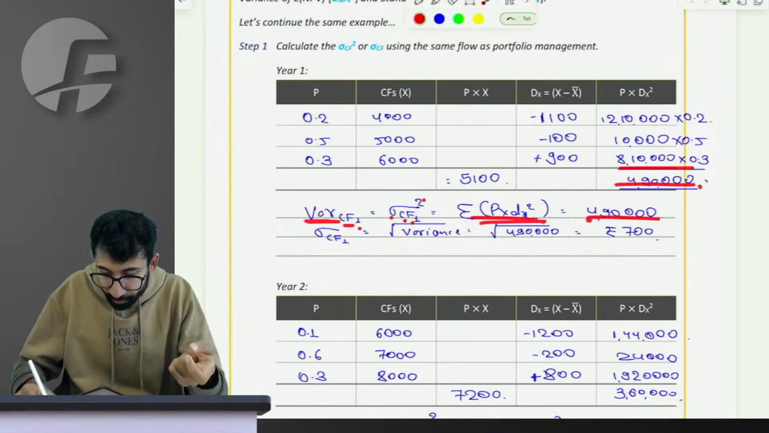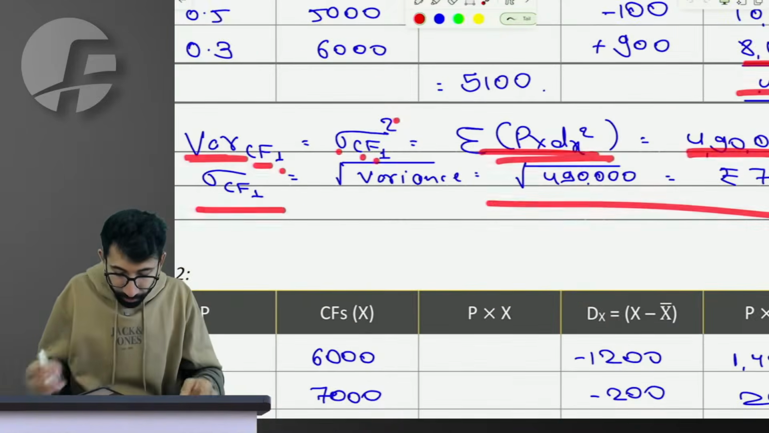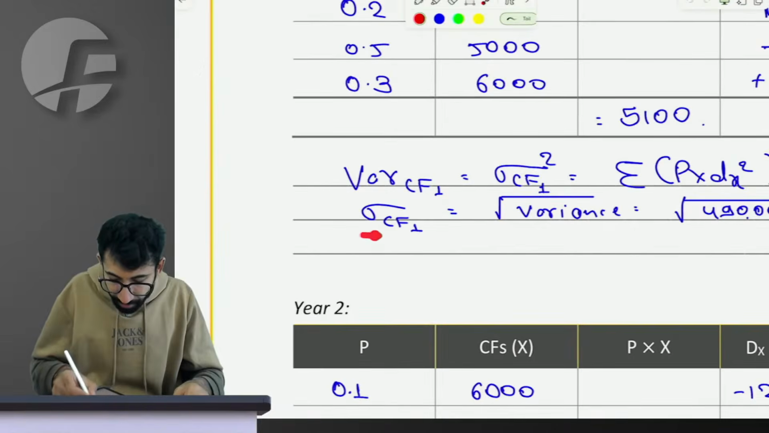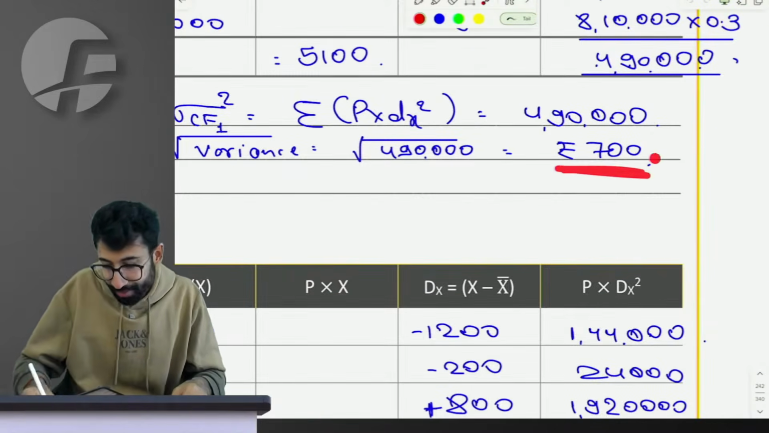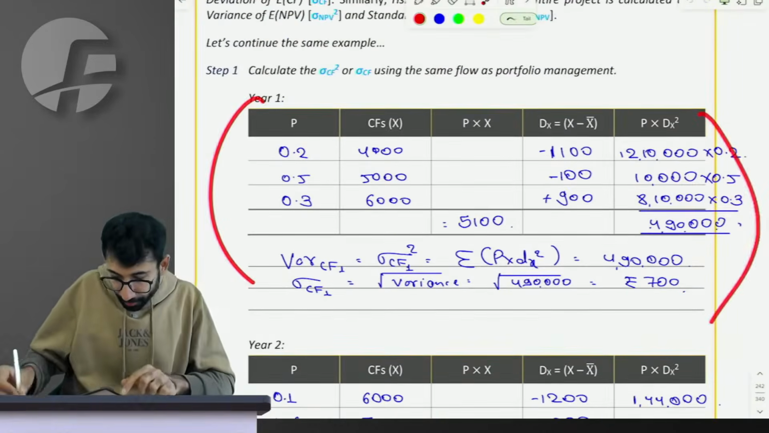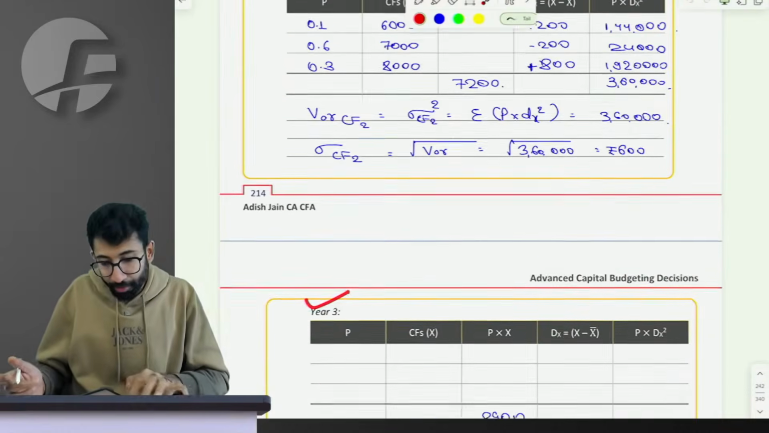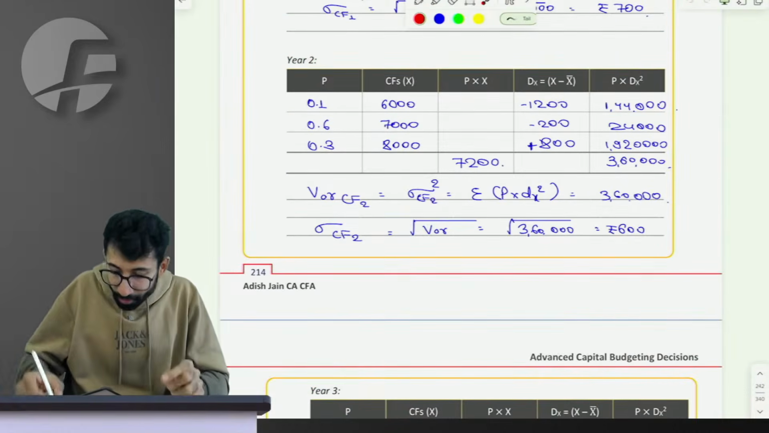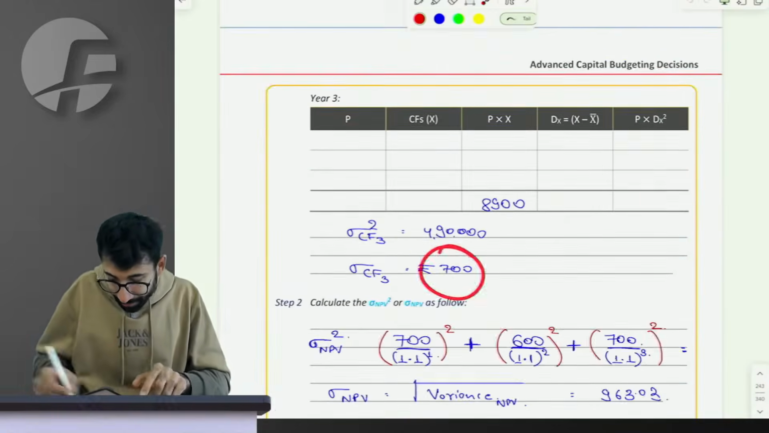This is 4,90,000. The square root of which will be the standard deviation. So the standard deviation of cash flow of year 1, which is the square root of this, is rupees 700. Whatever you have done for year 1, similarly when you do it for year 2 and year 3, not repeating it in the class, it tells you how much the cash flows are deviating.